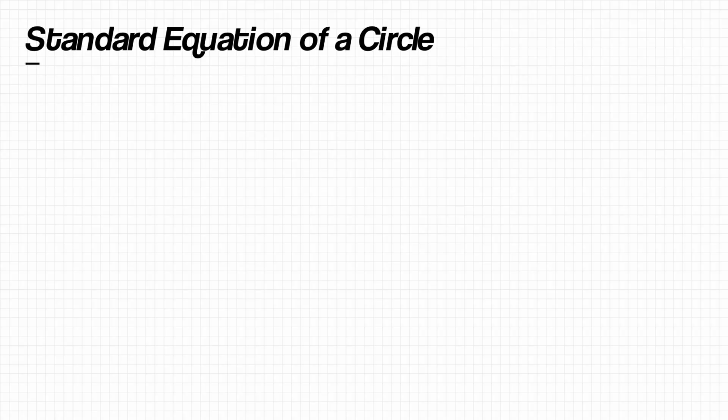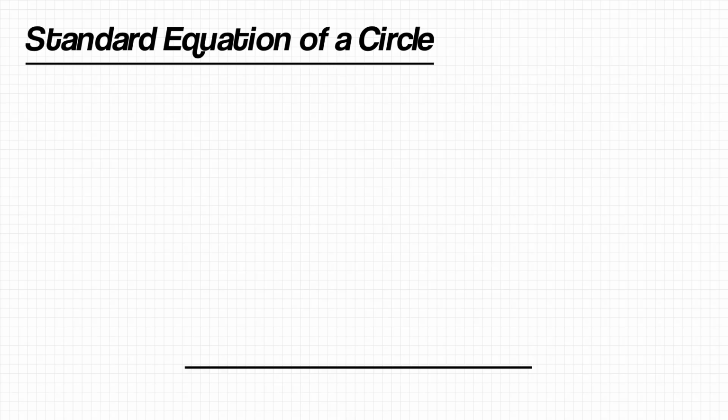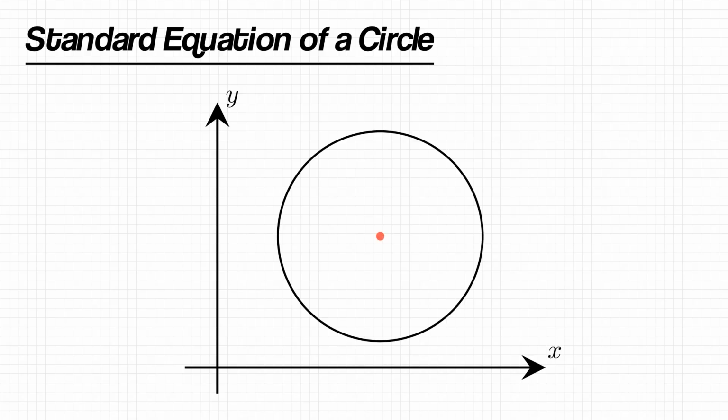We need to know the equation for a circle in the xy plane. Let's work out the equation for a circle centered on the point (a, b). Our equation needs to restrict a general xy point in the plane such that it can only lie on the circle. For a point to lie on the circle, it needs to be a fixed distance away from the center. We call this the radius.